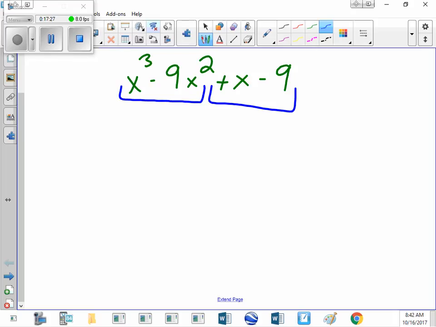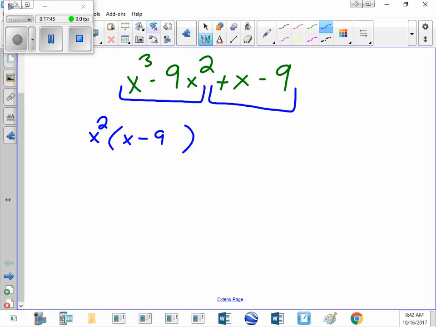What do the first 2 terms share? X squared. So I'm going to write x squared, and if I pull out an x squared, what's left? X minus 9.